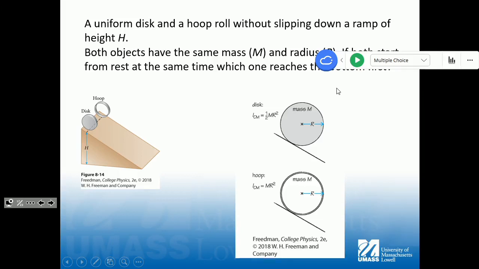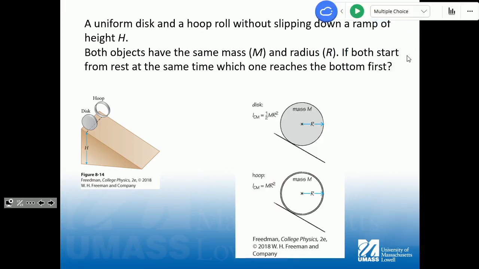But okay. Now, sadly, we do have to do a little bit of math. So follow along. I have a uniform disk and a hoop, right? So what's the difference between a uniform disk and a hoop when it comes to rotation? Right, so the hoop has a greater rotational inertia. The difference between a disk and a hoop is the rotational inertia. The hoop will have a greater rotational inertia, the disk will have less.